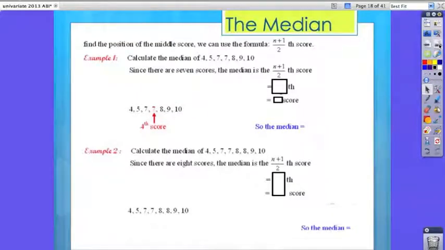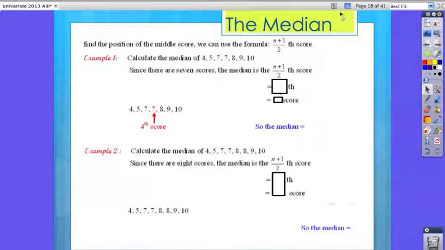So the median, you can probably remember from the past as well, is just the middle result. Both talk about the center of the data. The mean is by adding them all up and dividing by how many you've got. The median is calculating the middle result.